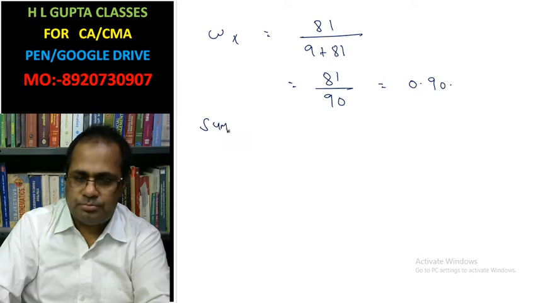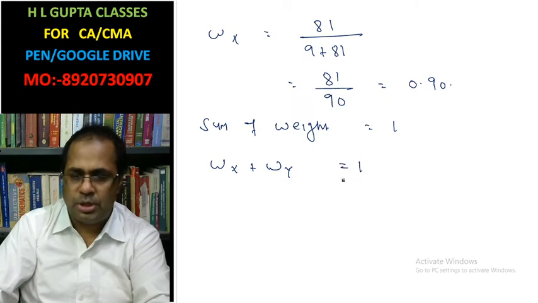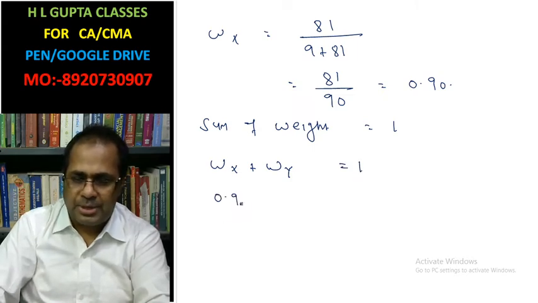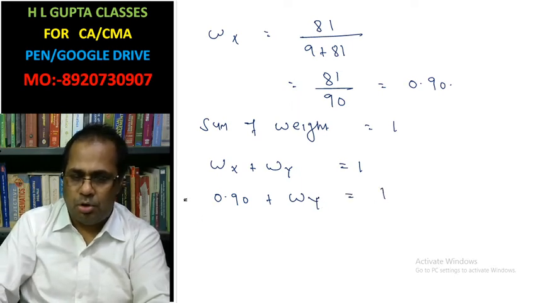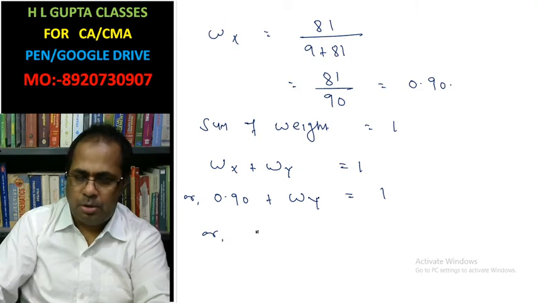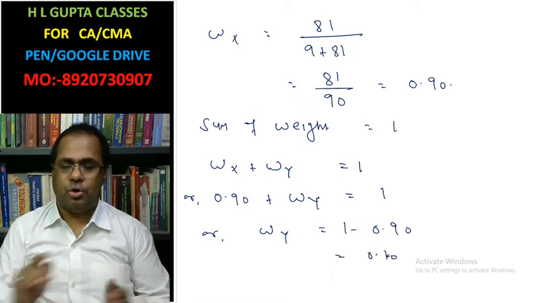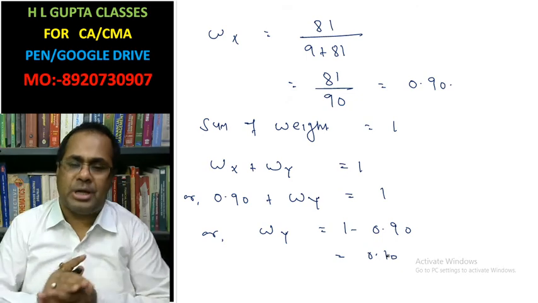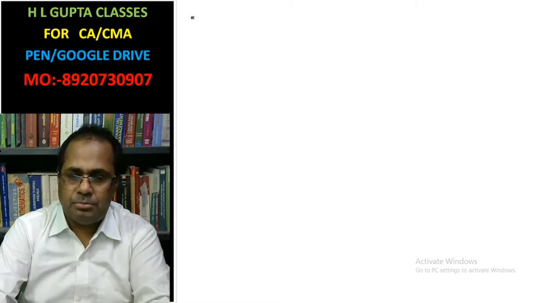Sum of weight equal to 1, that is weight x plus weight y equals 1. Weight x we have already calculated as 0.9, weight y we need to calculate, that is 1 minus 0.90, which equals 0.10. Okay. Now we have to calculate part D.